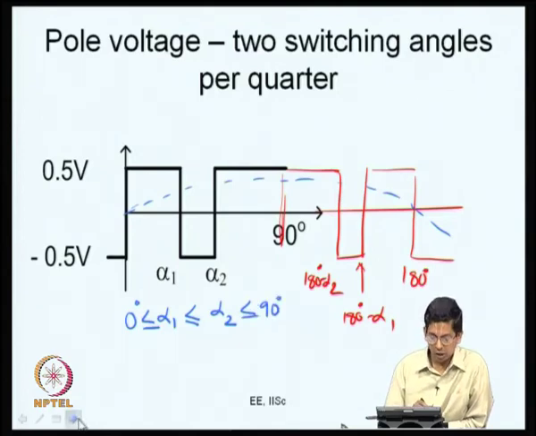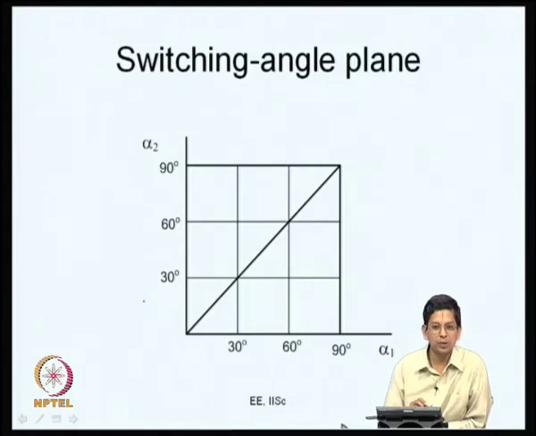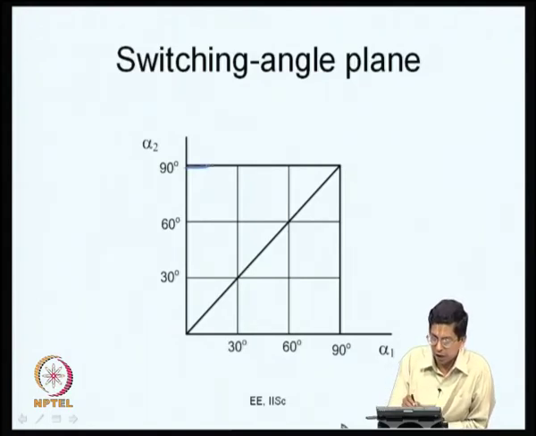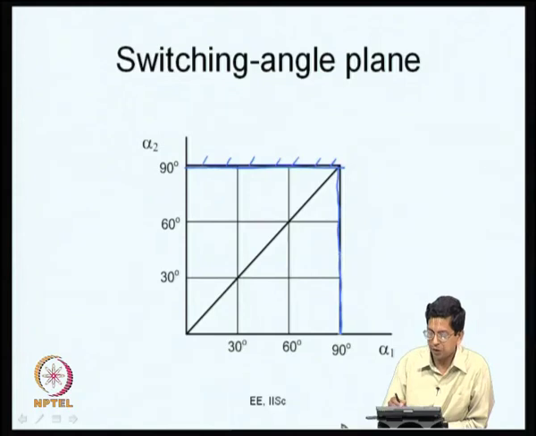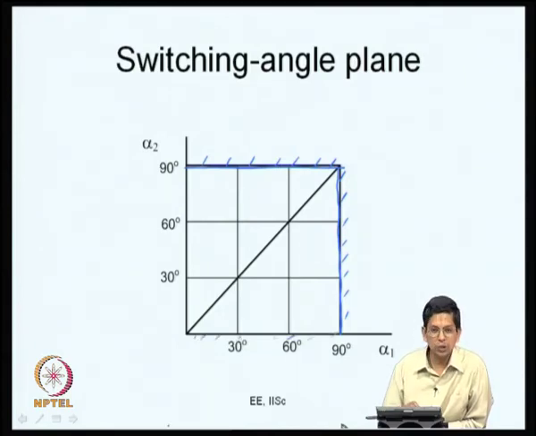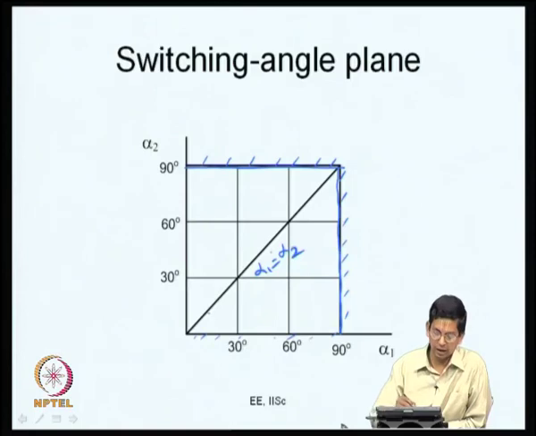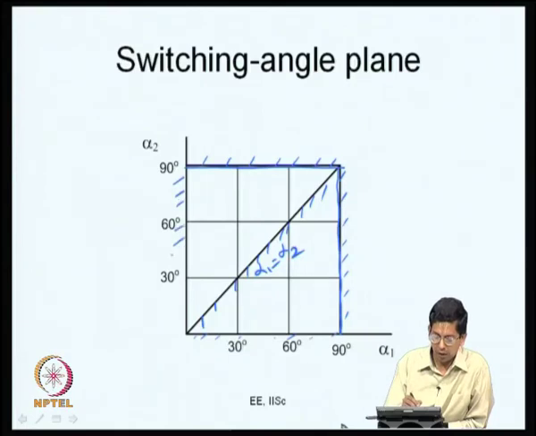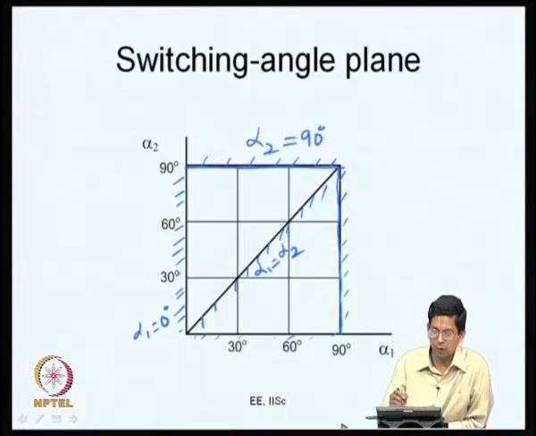Now, you can consider all this in a switching angle plane. If you look at a switching angle plane, what we have is we can never have any value of alpha 2 greater than 90. You can have no value of alpha 1 which is greater than 90. So, you have alpha 1 which is greater than 0. So, here, and you also have alpha 2, this is the line alpha 1 is equal to alpha 2. Your alpha 2 has to be greater than alpha 1. So, you have this here. So, alpha 1 cannot be less than 0. So, this is the line alpha 1 equals 0. This is the line alpha 2 is equal to 90. This is the line alpha 1 is equal to alpha 2.